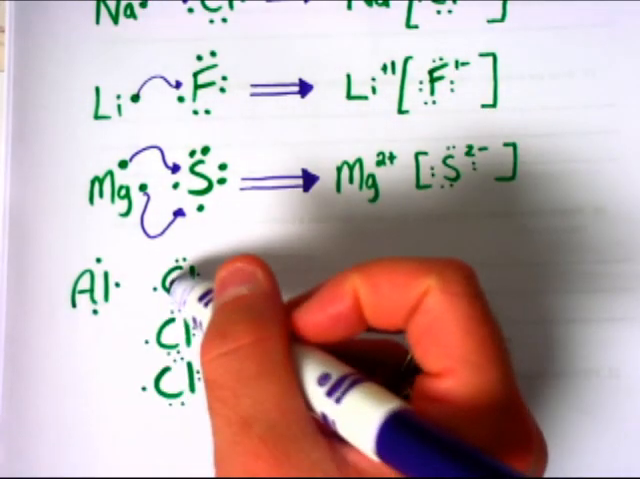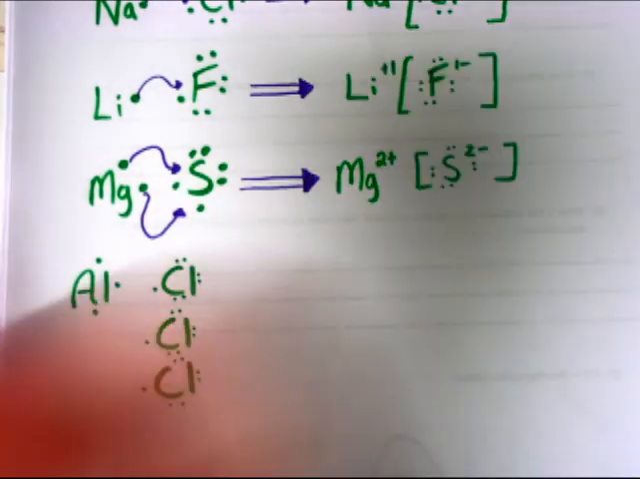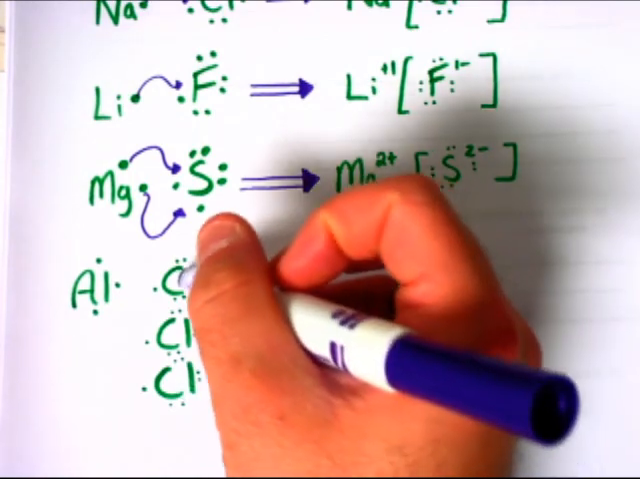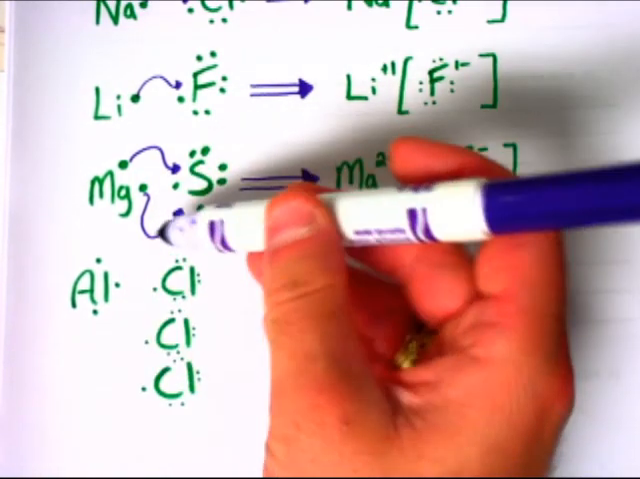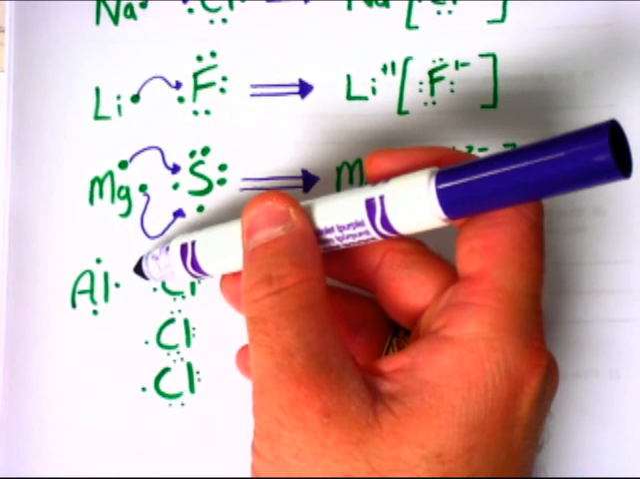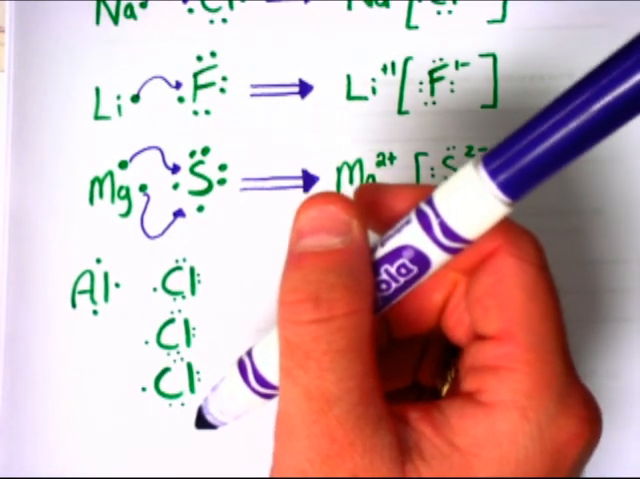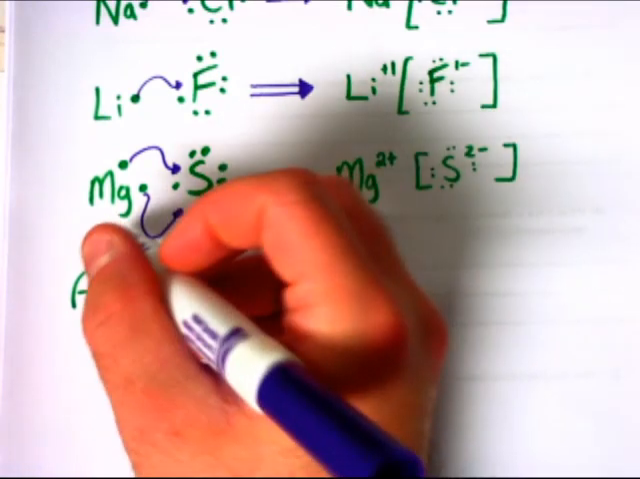Do you see why you would need 3 Cls now? Yeah. How many electrons can each Cl take? 1. Each Cl can take 1 electron. How many electrons does aluminum have to give? 3. So you would need 3 Cls. Not 2, not 1, not 4, but you need exactly 3 Cls. So we can draw the arrows.